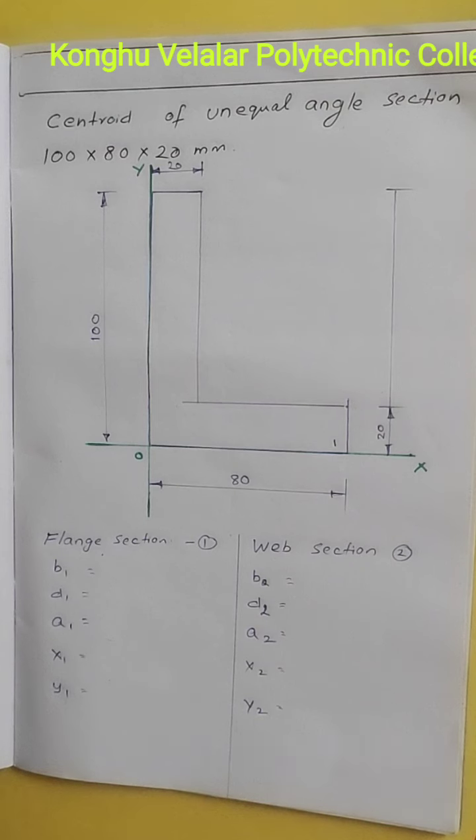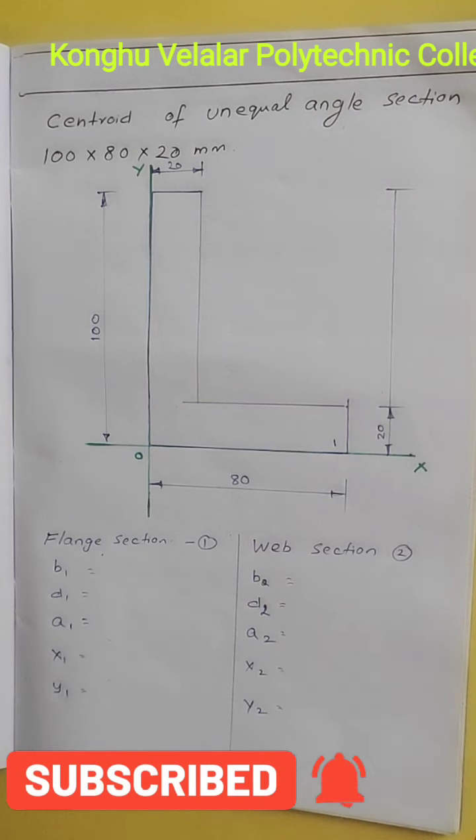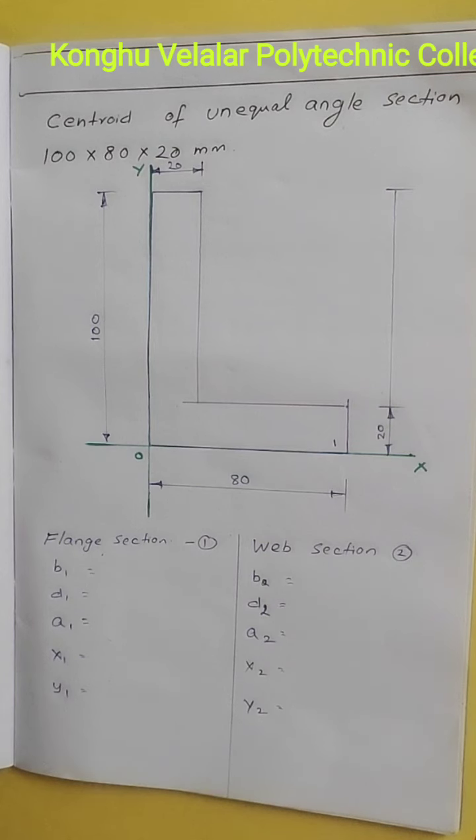Today we are going to see the centroid of an unequal angle section. How to determine the centroid of an unequal angle section 100 mm by 80 mm by 20 mm.